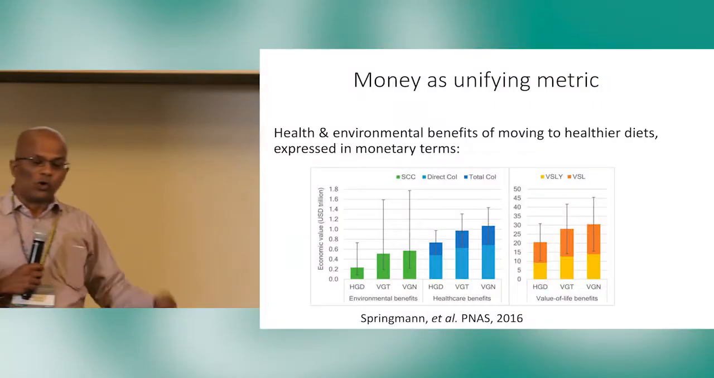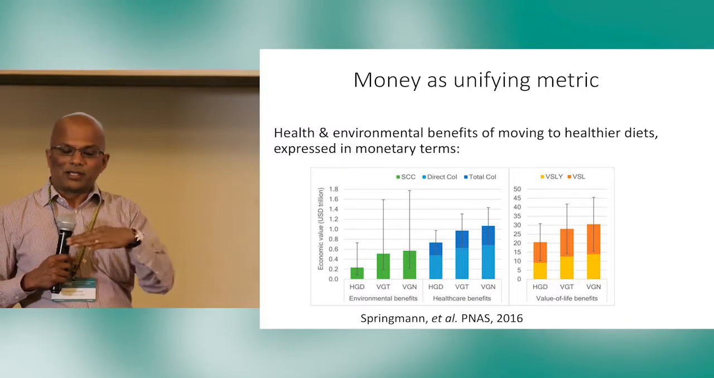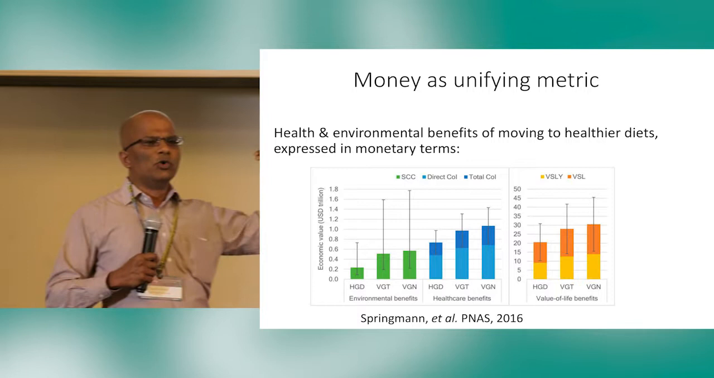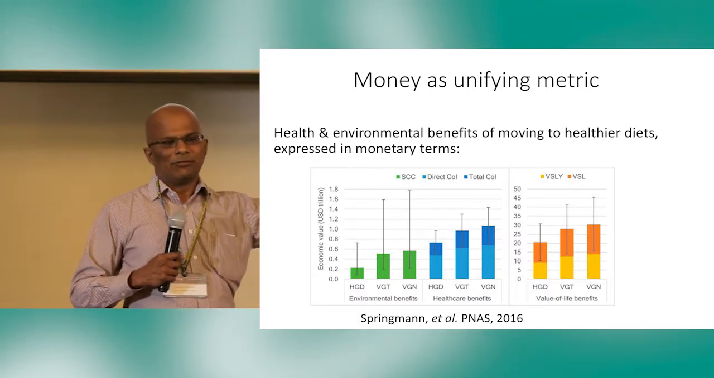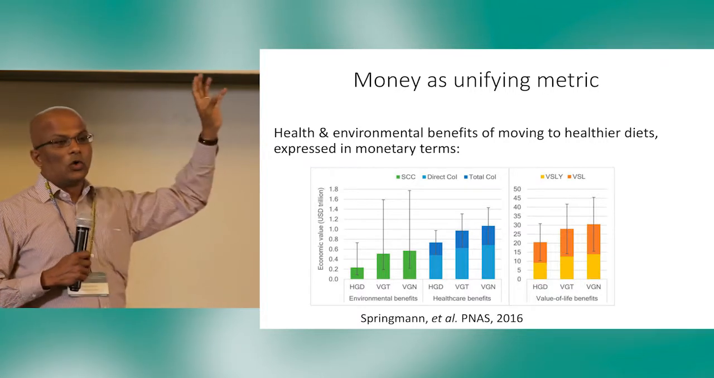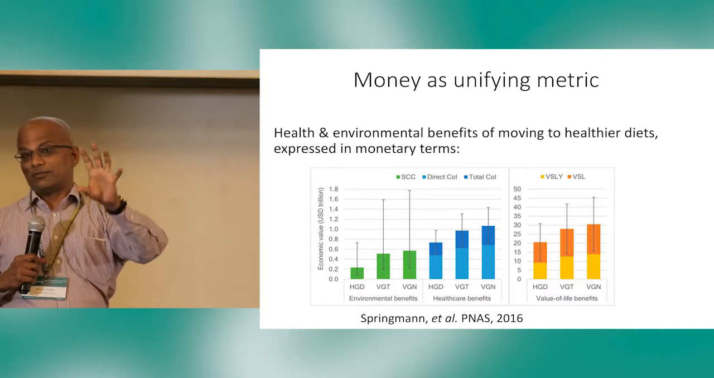This is another example. This is also work by Springmann and co. They were looking at the effects of dietary change arising from comparing current consumption levels around the world, current diets around the world. What if we moved to a healthy diet by 2050, either a diet that meets healthy eating guidelines, or a diet that is exclusively vegetarian, or a diet that's exclusively vegan?